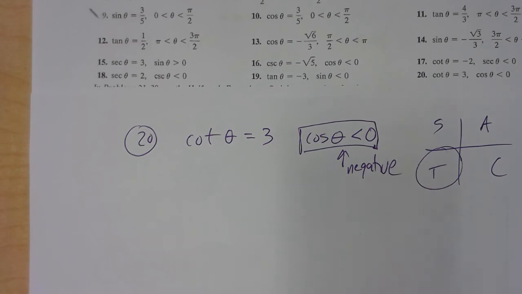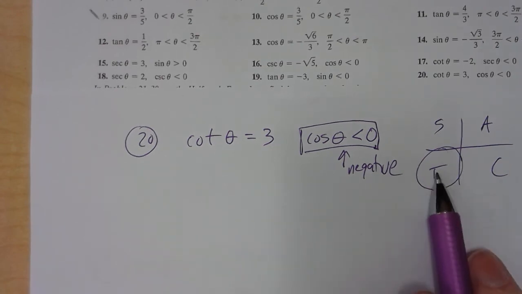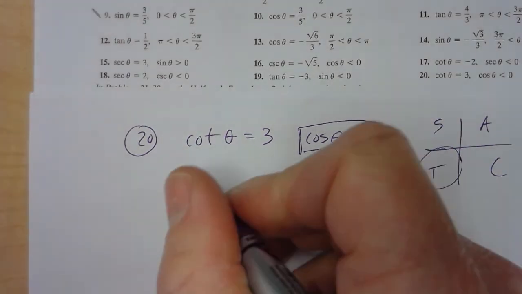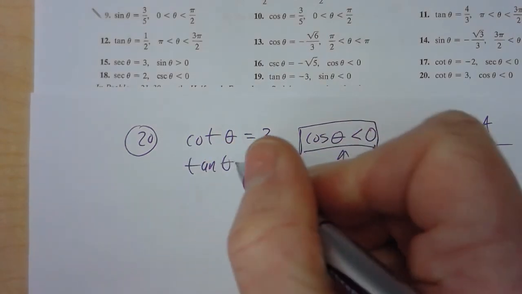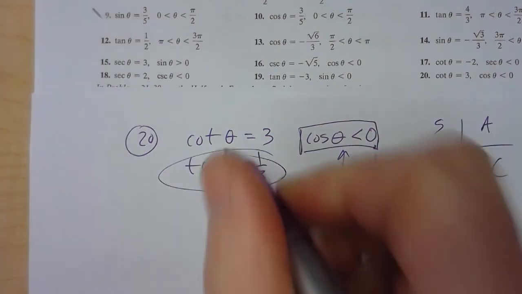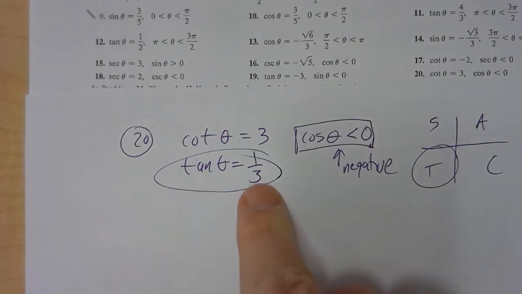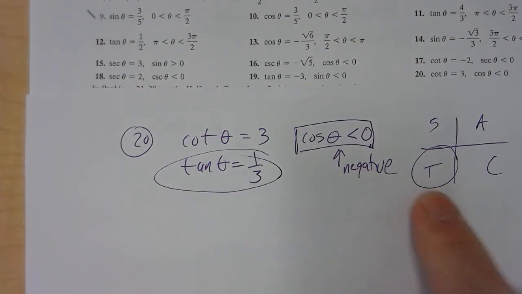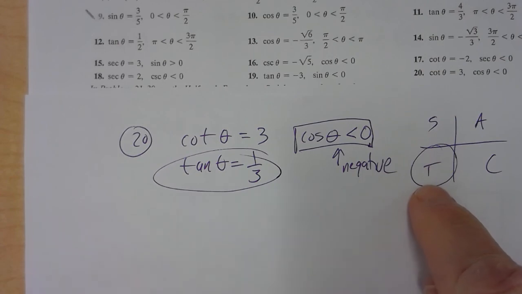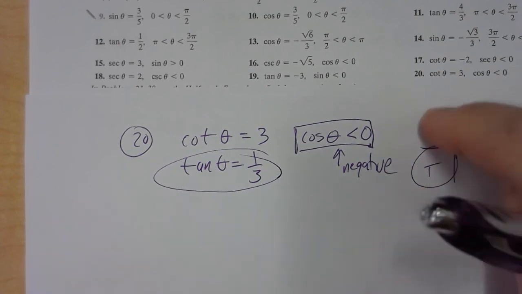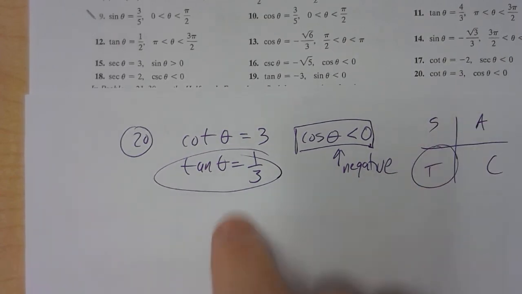So why does it have to be in the third quadrant? Because tangent's positive. We can rewrite this, right? Tangent of theta is 1/3. Because you flip it upside down, the old flip it upside down thing. So the tangent's positive and the cosine's negative. So it's not going to be up here because tangent would be negative. So it has to be in the third quadrant.